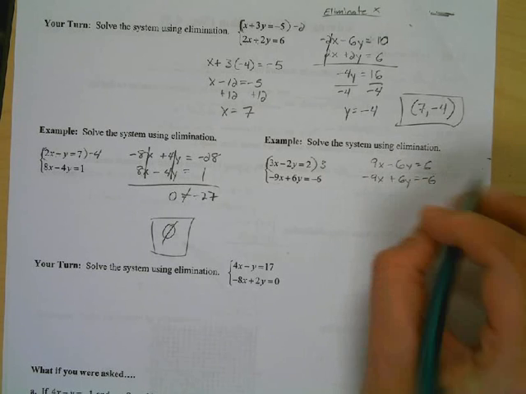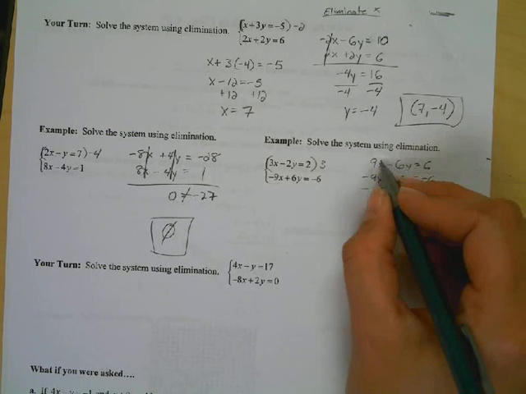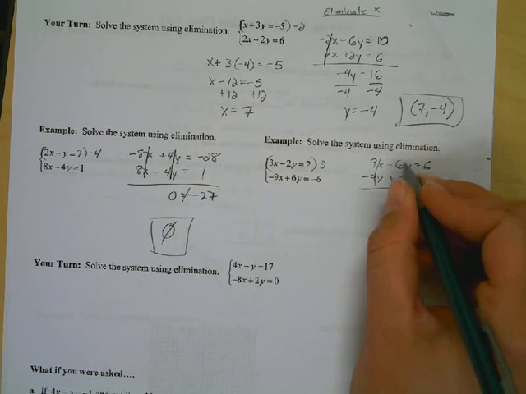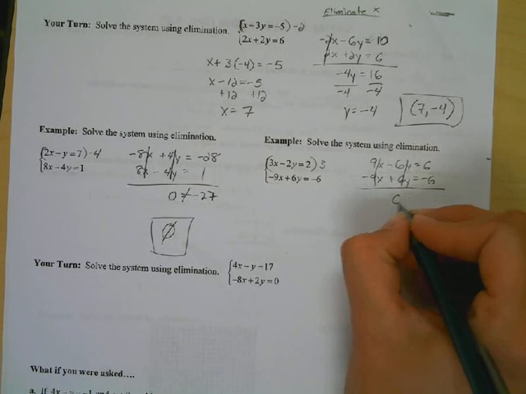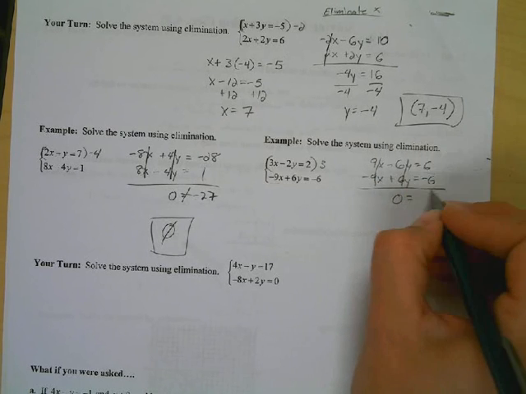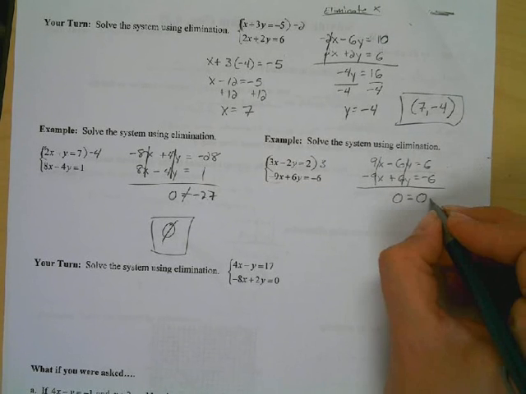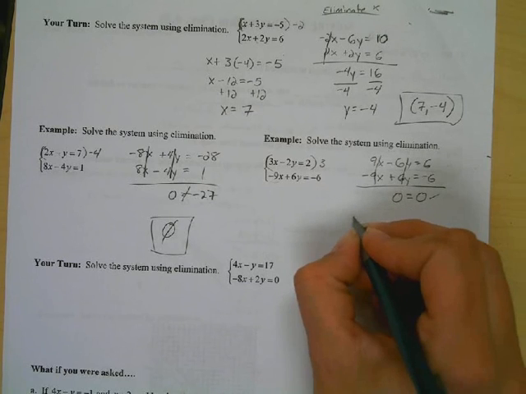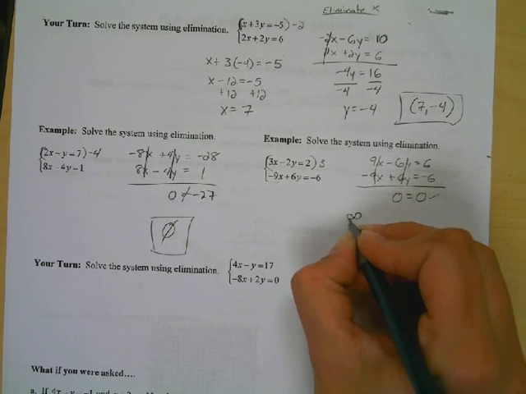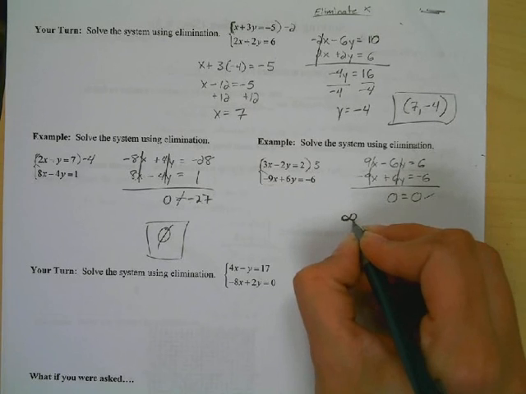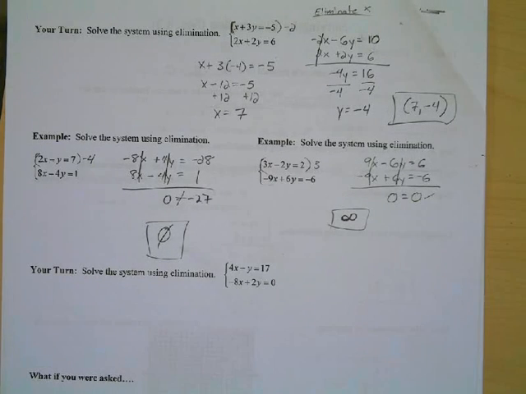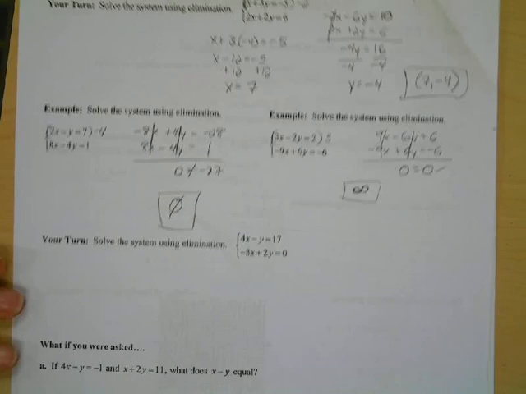Same sort of thing. Here we go. 9x minus 9x, that's 0. Negative 6y plus 6y, that's 0. That stuff all canceled. 6 minus 6 is 0. Well, 0 equals 0. That is a true statement. So anytime it's a true statement, that means we have infinite solutions. Before it was all real numbers, but remember that's with a single variable. Now when we're working with two variables, we call that an infinite set of solutions.